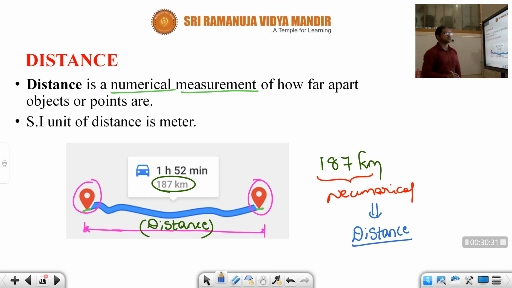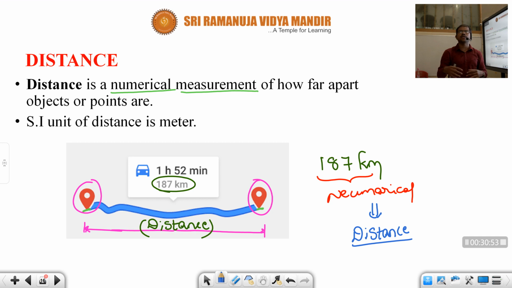Always remember, children, distance means we will measure only in terms of numerical value. We won't consider any direction. We won't bother about direction. Always we will focus on numerical value. Distance itself is a numerical value.